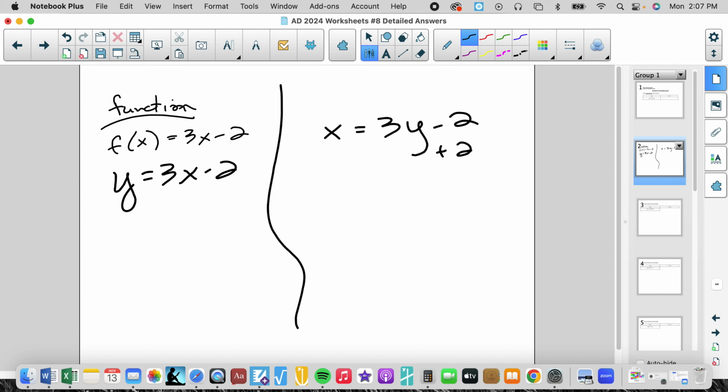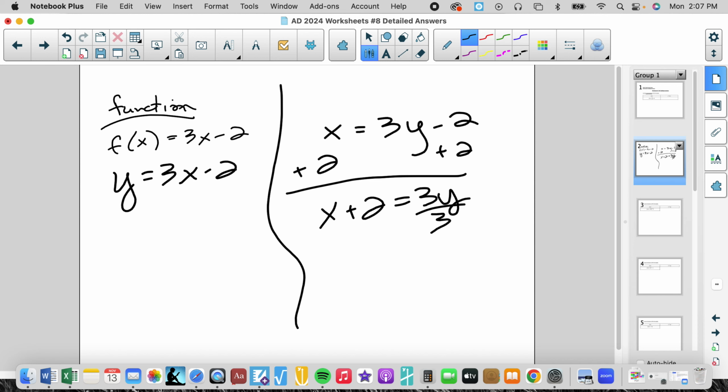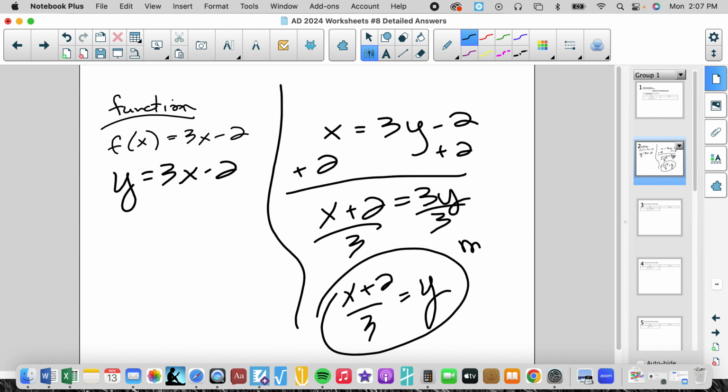So you're going to add 2. So you get x plus 2 equals 3y. You're going to divide by 3. And you get x plus 2 over 3 equals y. And that would be the inverse.